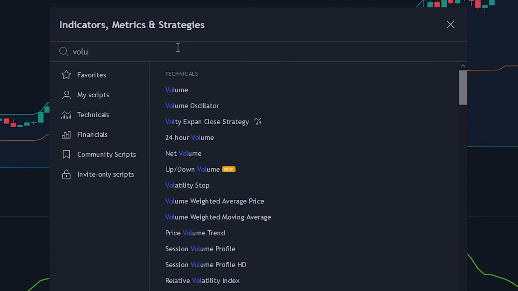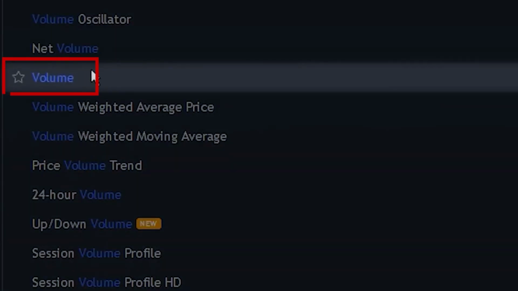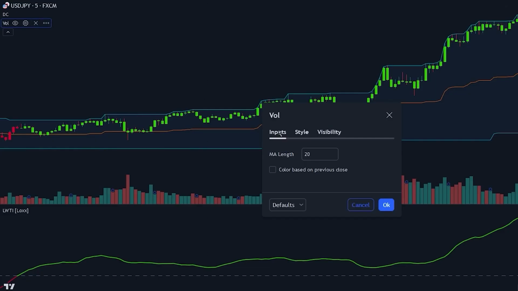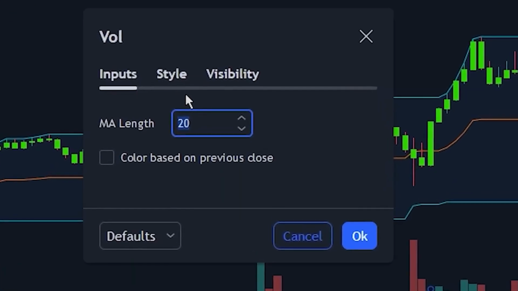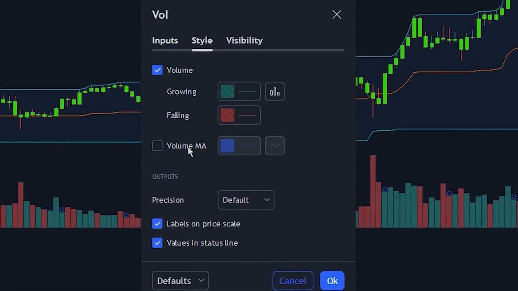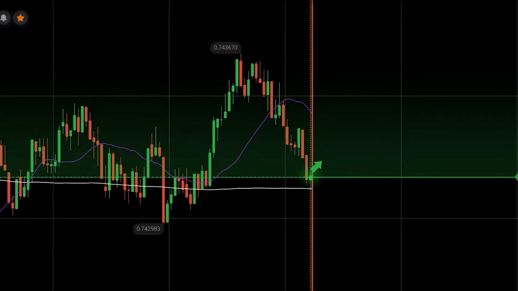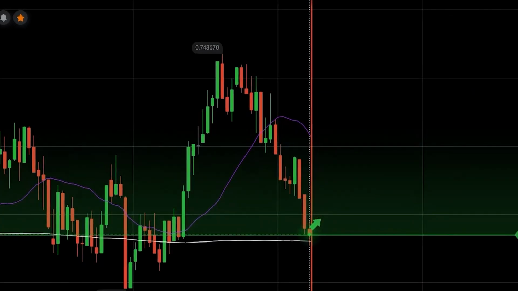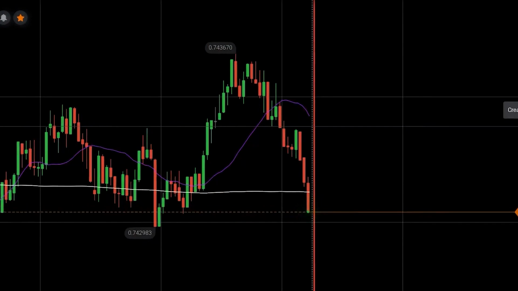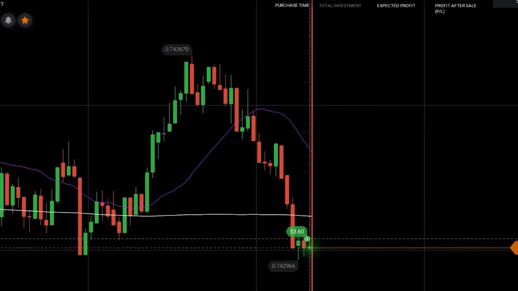For the final touch, let's add a simple volume indicator. I know, not the most thrilling, but it'll be a game changer in avoiding false signals. Adjust the moving average length to 30 in the settings. Head to the Style tab and activate the volume moving average, setting the color to white. This volume indicator will be invaluable in identifying when the market is truly backed by momentum and not just experiencing a small, insignificant move.